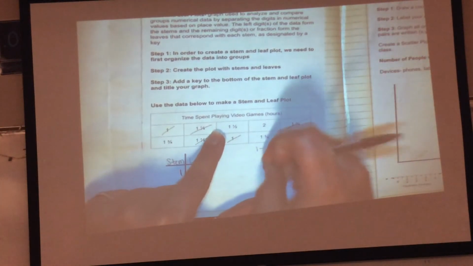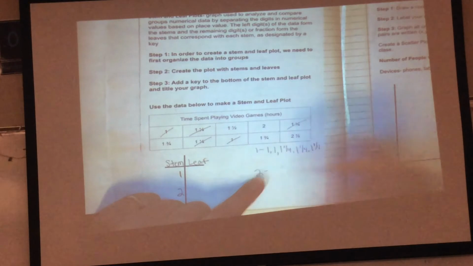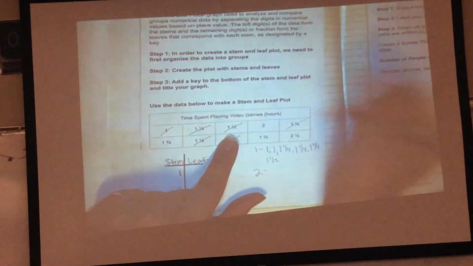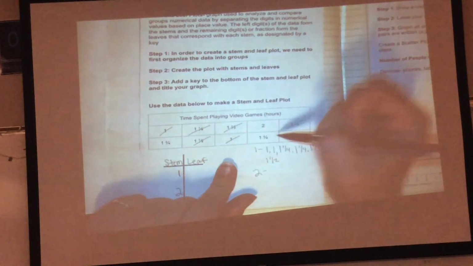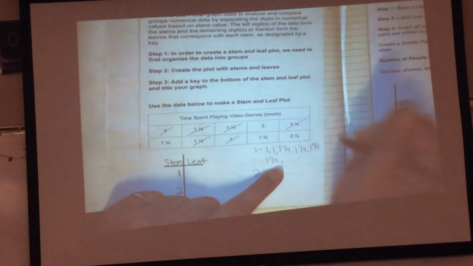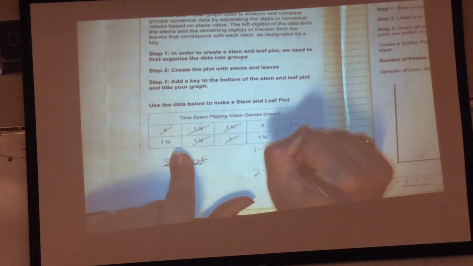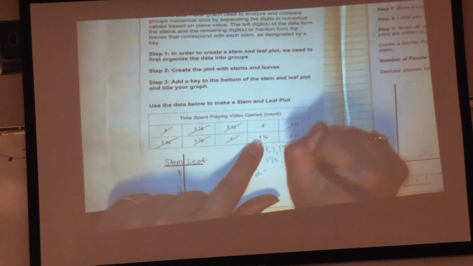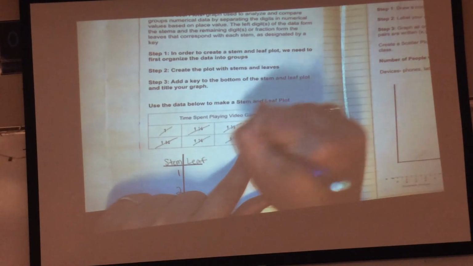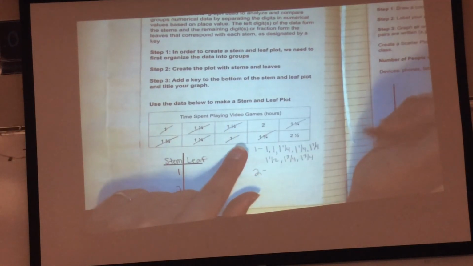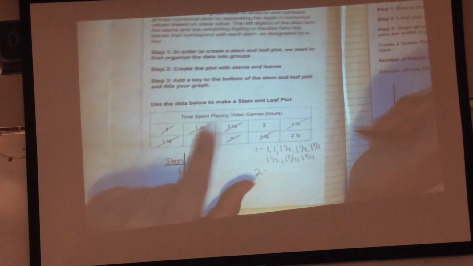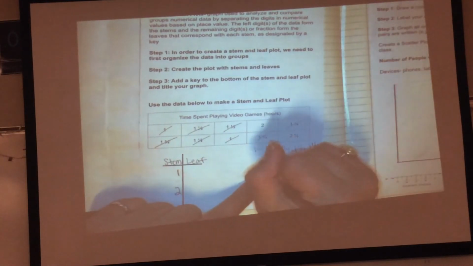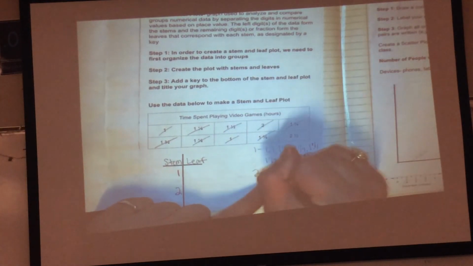Okay, what would be my next? 1 and 1/2. 1 1/2, yes. How many 1 1/2 do I have? 1. Just 1. Now what do I have? 1 3/4. And I have that twice. Okay, do I have any more 1s as my stem? No. Okay, what is my smallest 2? 2. Okay, and then I have 2 and 1/2, 2.5.